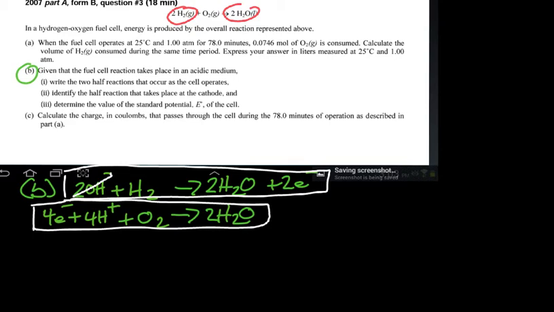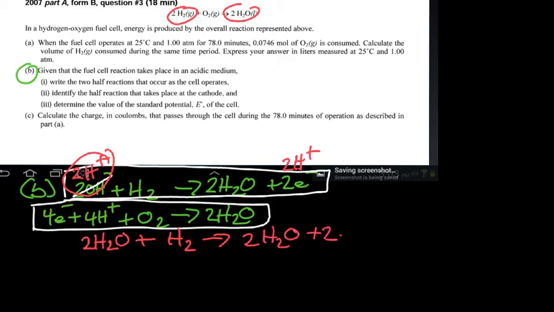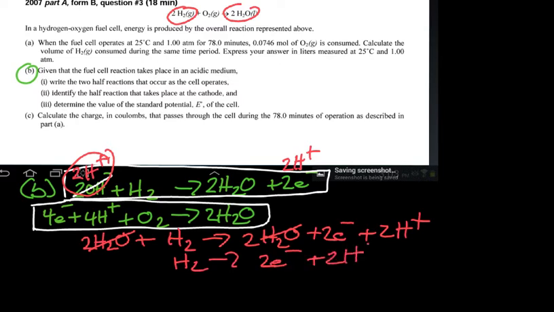by adding 2 H pluses here, sort of the reverse of what we might do if we were doing this in base. And then of course these are going to come together to make 2 waters. And so we're going to get 2 waters plus H2 goes to 2 waters plus 2 electrons plus 2 H plus. And then we can get rid of our waters, and we just end up with H2 goes to 2 electrons plus 2 H plus. So that's probably the half reaction written in its acidic form because it was in an acidic medium.